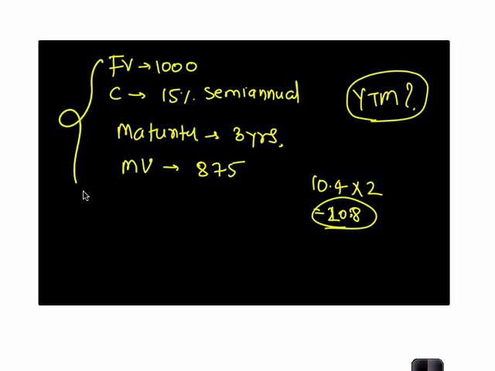I'm repeating again. Second clear TVM. 75 payment, 1000 future value, 6 N, 875 negative present value, compute IY. Got the answer?